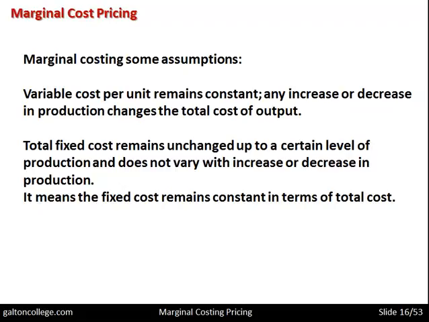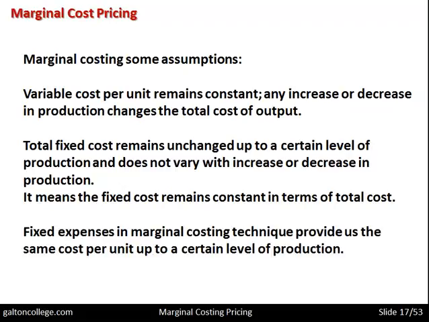So the easiest way to look at marginal costing then is that the cost of making a product, the variable cost, is assumed to be constant, and the fixed costs are also constant. The total fixed costs are assumed to be constant. Fixed expenses in marginal costing technique provide us with the same cost per unit, up to a certain level of production.